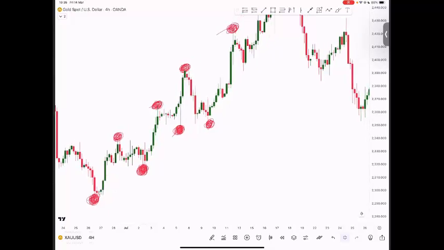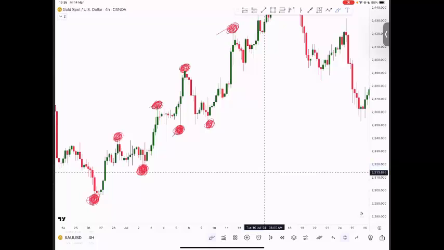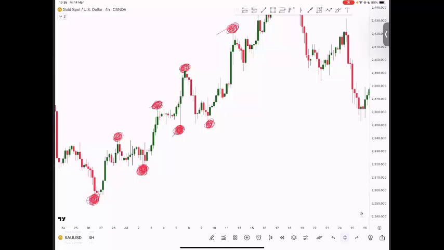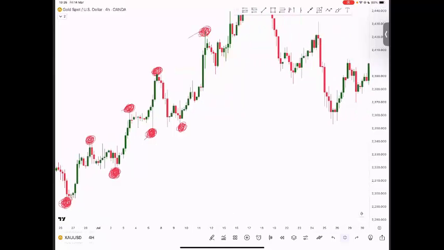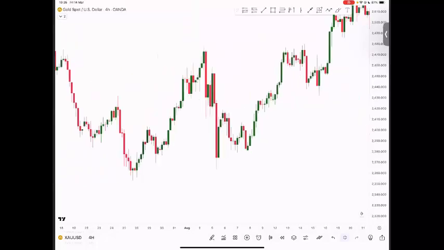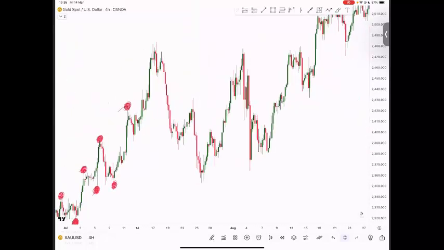This is where you can see that price is in an uptrend. When you go to the chart and you are able to mark out highs that are higher than the previous highs, and lows that are higher than the previous lows, that is when you say that price is in an uptrend, just like that.